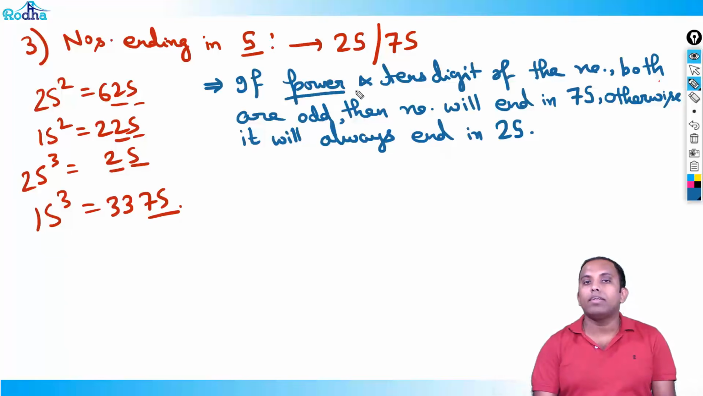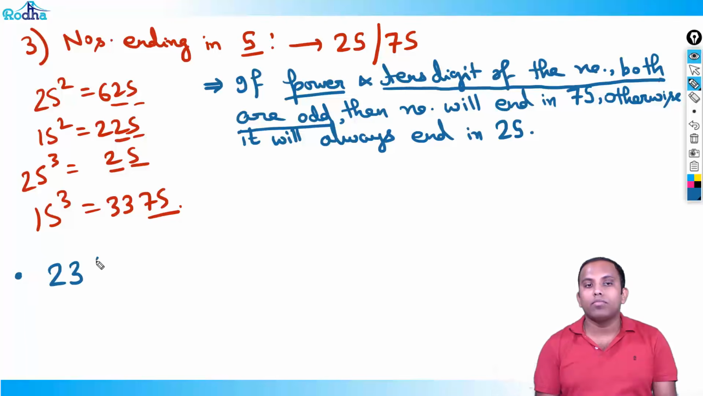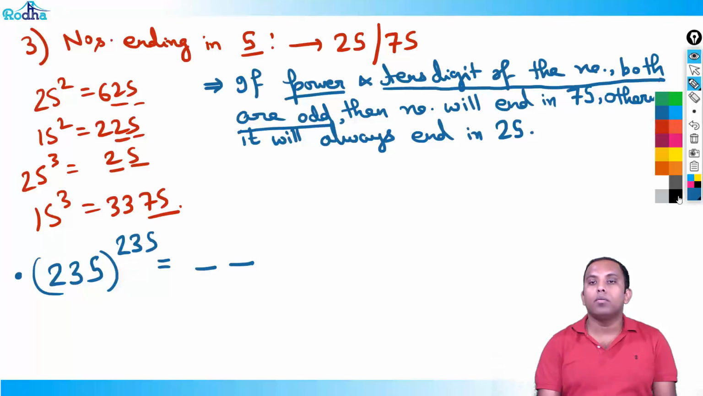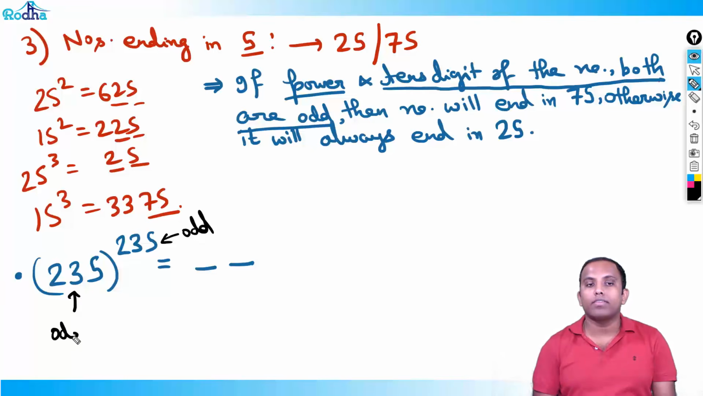So if the power and the tens digit of the number both are odd, right? For example, 235 raised to 235. What is the last two digits? You can see that the power is odd here, and the tens digit of the number is also odd. Like in 15 cube, the power is odd and the tens digit is also odd, right? So that number will end in 75. That means the answer here should be 75.